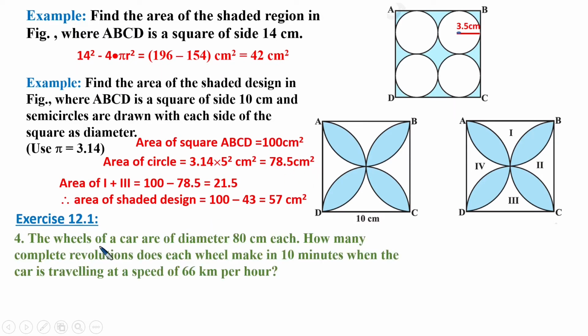Now exercise 12.1. These are all very easy exercises, so I will only give you hints. I may not give all the steps, so please fill in the gaps. The ones which are very trivial, I will not do. But anyway, exercise 12.1, exercise 4: the wheels of a car are of diameter 80 centimeter each. How many complete revolutions does each wheel make in 10 minutes when the car is traveling at a speed of 66 kilometers per hour? Okay.